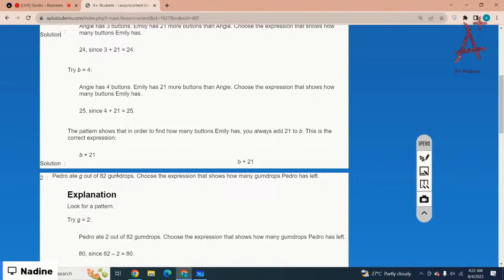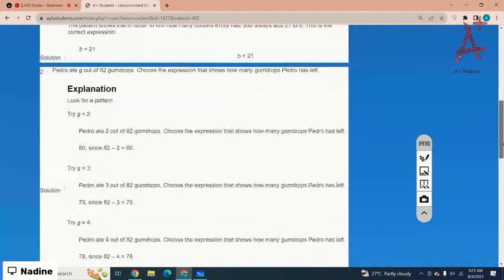Like the total gumdrops are 82. He ate G out of them. So it would be 82 minus G. The total is 82. The total is not G. G minus 82 is not the correct one because the total is 82. You know the total one is 82. So it would be G out of 82. You have to do 82 minus G. Just read the expression, understand, and then you can write. It would be 82 minus G.